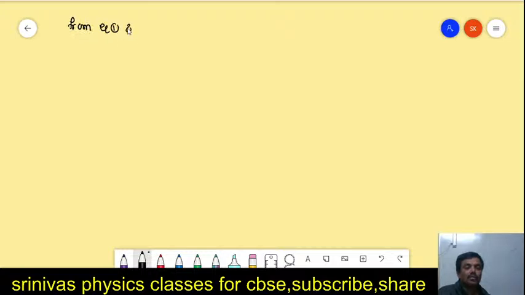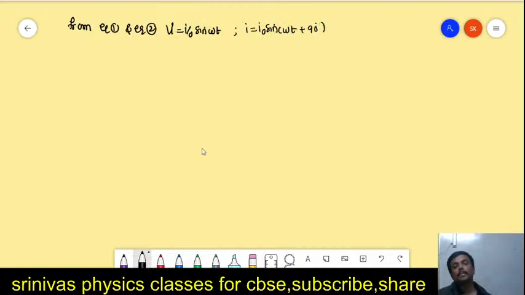The voltage equation we write first. Voltage equation is V equal to V naught sin omega t. This is equation 1, and the current equation is I equal to I naught sin omega t plus 90, we can write. Now if you find out the phase difference, the angle difference, 90 degree you will get.